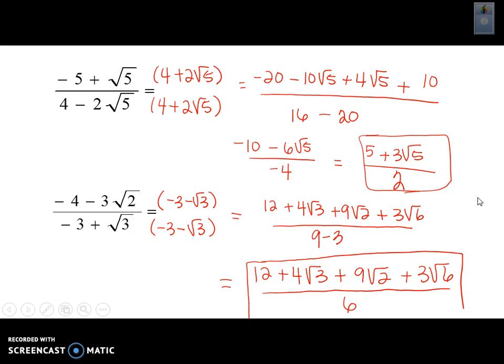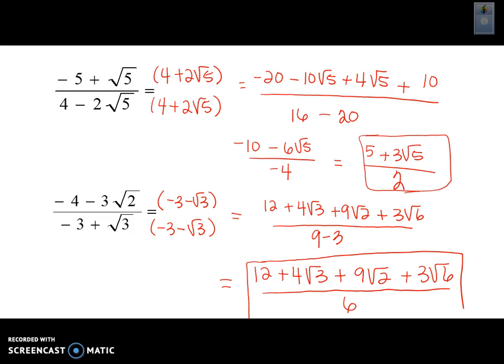Alright, so we multiplied by our conjugate, just changing the sign in between. When we FOIL the top part, we're left with 12, 4 radical 3, 9 radical 2, and 3 radical 6. Unfortunately, none of those are like terms, so they don't combine. And so all we have to do is simplify the bottom part, and we have all of that in the numerator over 9 minus 3, which gives us 6.